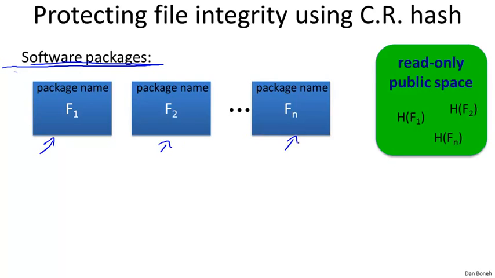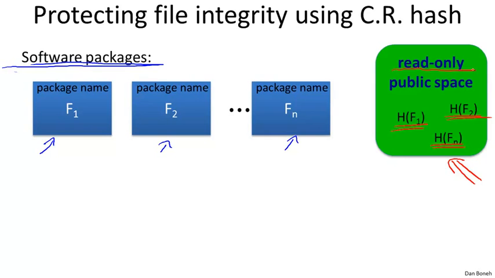Now the user wants to download the software package, and he wants to make sure that he really did get a version of the package that he downloaded, and it's not some version that the attacker tampered with and modified its content. So what he could do is basically refer to a read-only public space that's relatively small. All it has to do is hold small hashes of these software packages. So there isn't a lot of space needed here. The only requirement is that this space is read-only. In other words, the attacker cannot modify the hashes stored in this space.